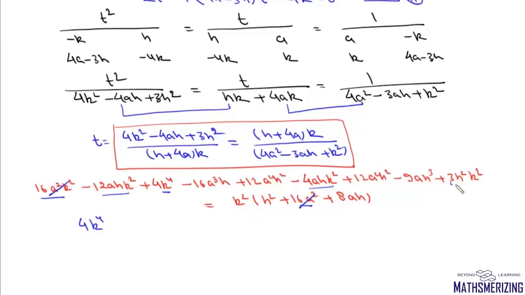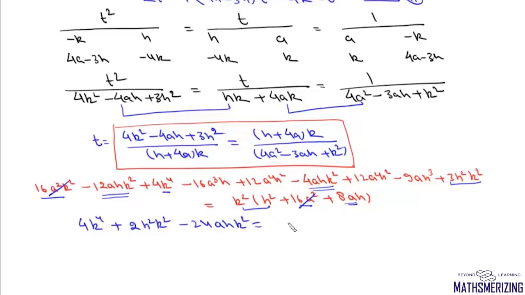Then we'll have 3h square k square and h square k square, so it will be plus 2h square k square, and then we'll have minus 12ah k square, minus 4ah k square and minus 8ah k square. So there'll be minus 24ah into k square. Now whatever remains, we'll take it on the right hand side.